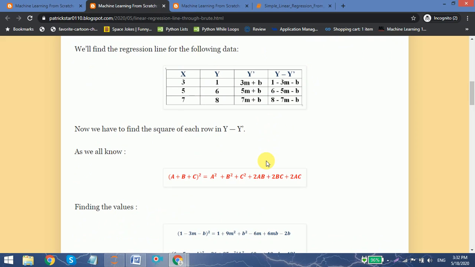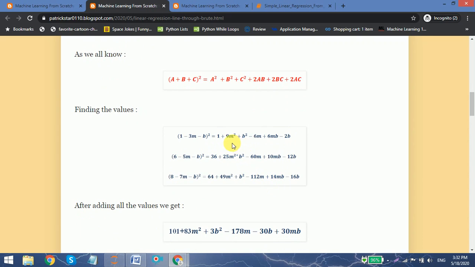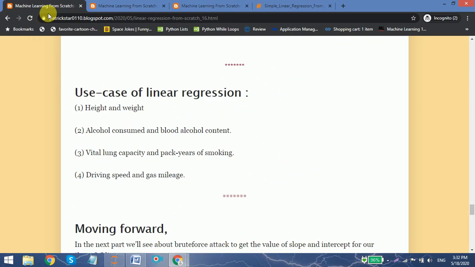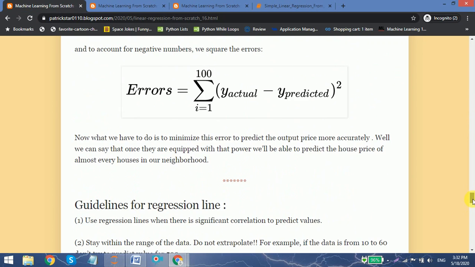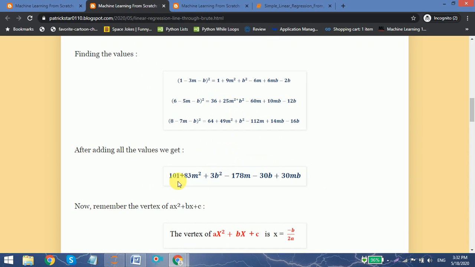Now what we have to do is square this error. We all know that the square of a plus b plus c equals a square plus b square plus c square plus 2ab plus 2bc plus 2ac. So finding the squared value for all of this, we will get this. This is pretty simple. Now we have to add all of this data. We first find the square of the data and then add it.